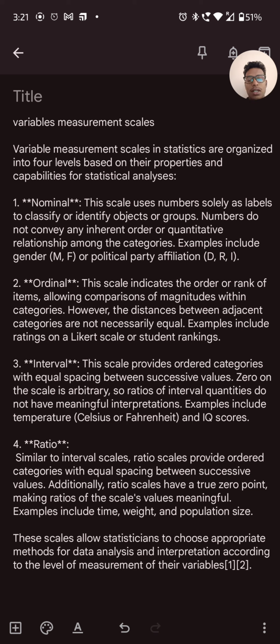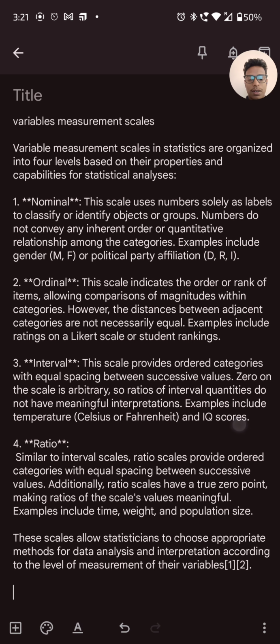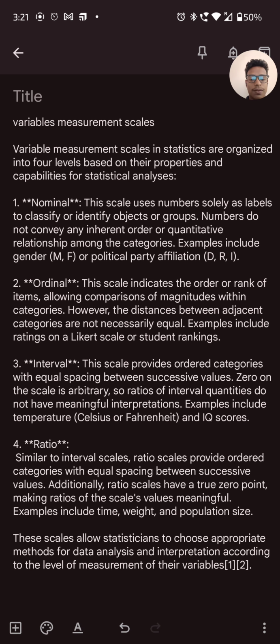Then there are intervals. For intervals, you can take the example of a temperature measurement tool. We measure it in Celsius and Fahrenheit, right? And IQ scores also. Here, 0 on the scale is arbitrary, so the ratios of the interval quantities do not have meaningful interpretations with the interval variable measurement scale.